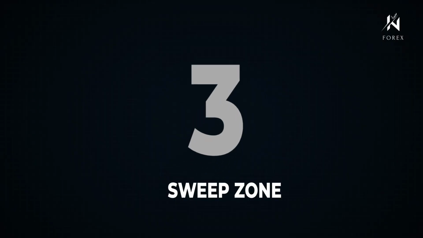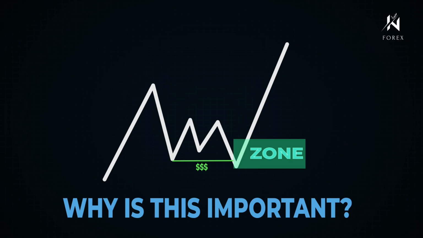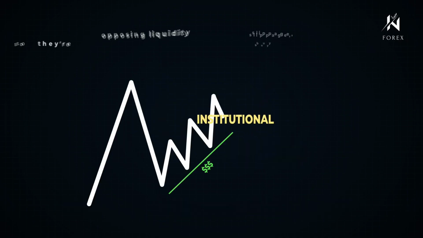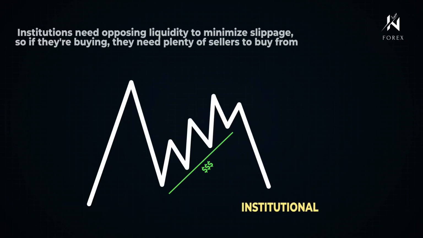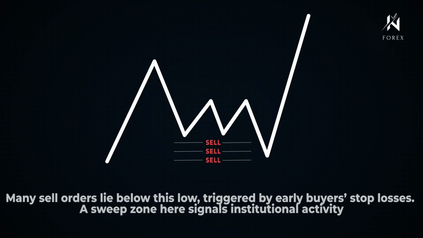Number 3 are sweep zones. These are zones where liquidity is swept and taken as they are created. But why is this important? Well, remember, institutions need opposing liquidity to trade against, so that they can get minimal slippage when they enter and exit the market. So if they're buying, they need a lot of supply to buy against. There will be a lot of sell orders below this low, and that's generated from people's stop losses from early buyers being broken. So if you see a sweep zone, this signals it was created with institutional involvement.